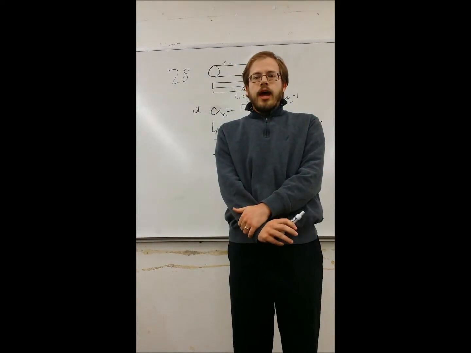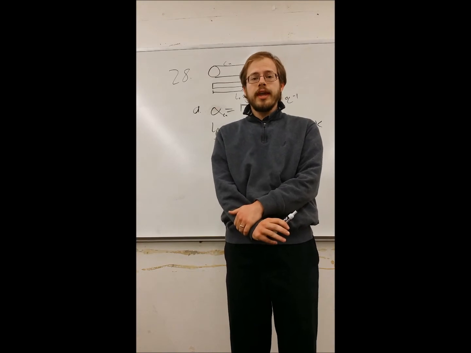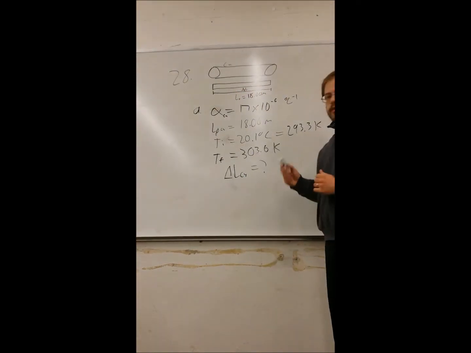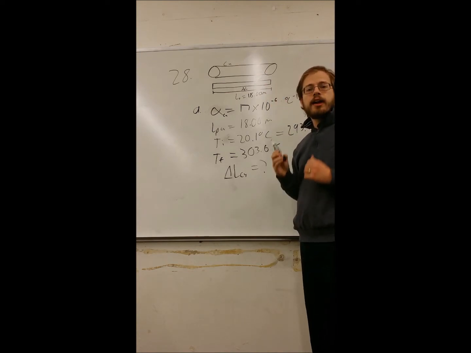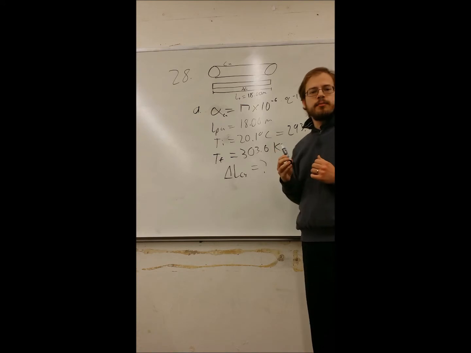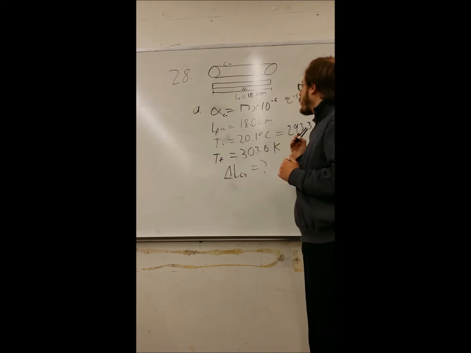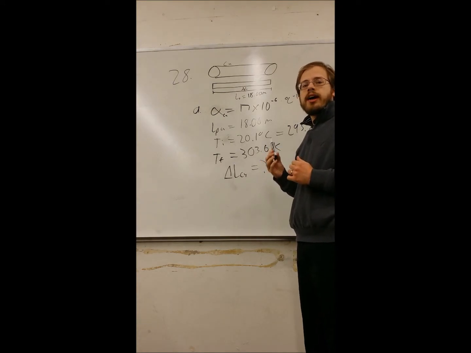All right, now we're going to solve the first problem on test 1, problem 28. As you can see, in problem 28 we had a copper pipe measured by an aluminum tape, both with a length of 18 meters. The first part of this problem asks us to calculate the change in length due to thermal expansion of the copper pipe.